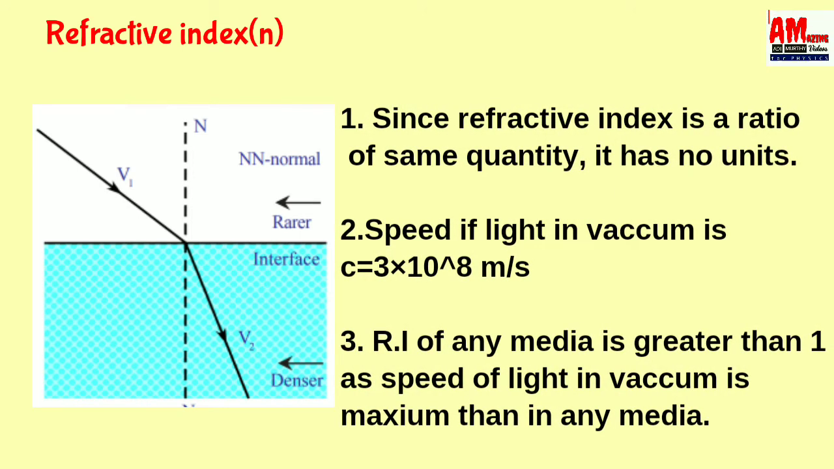There are some important things to remember regarding refractive index. Since refractive index is a ratio of the same quantities, it has no units. Speed of light in vacuum is 3 into 10 to the power of 8 meter per second. Refractive index of any medium is greater than 1 as the speed of light in vacuum is maximum compared to any medium.